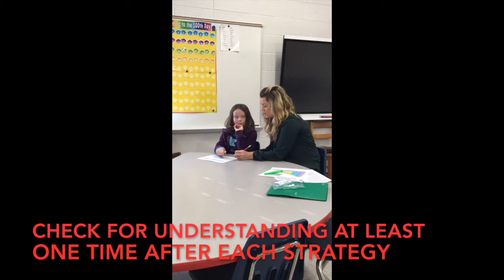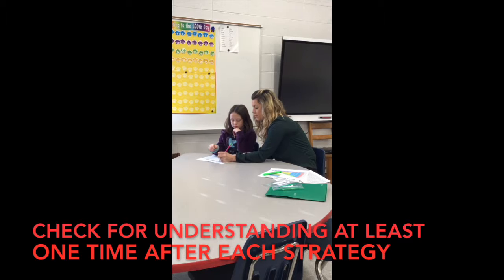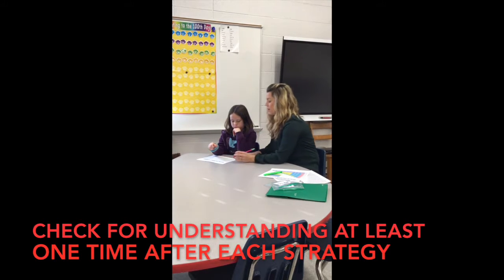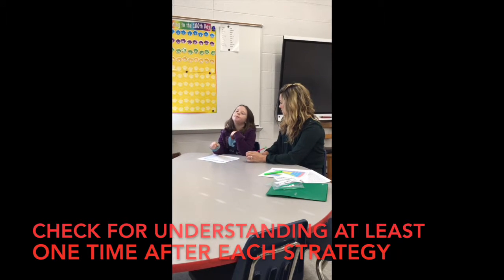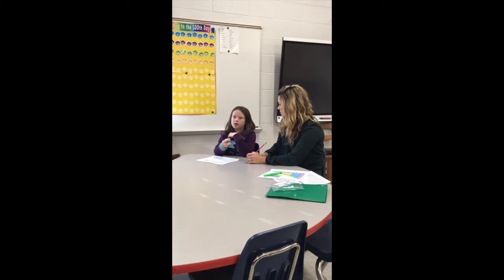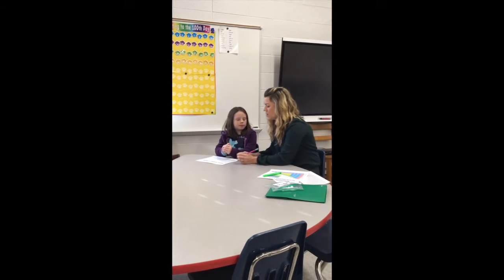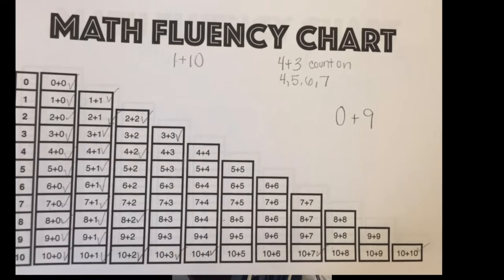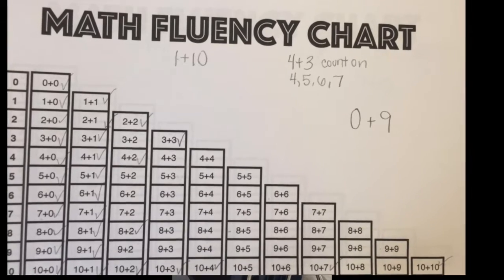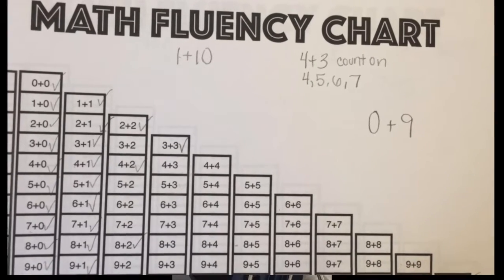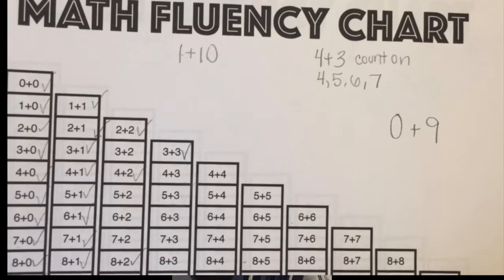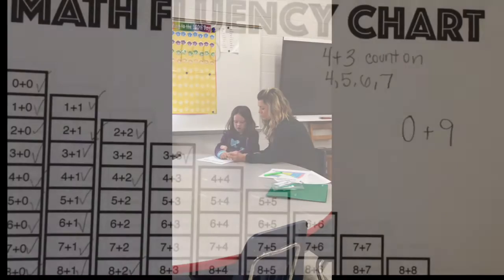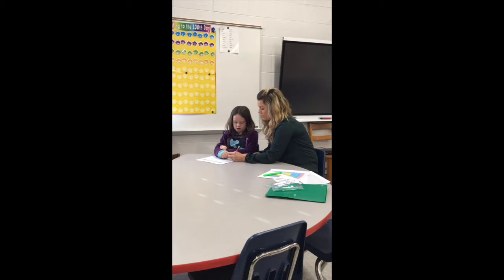Okay, can I ask you a question? Let's look at 8 plus 0. How did you know that was 8? Because if you have 8 and 0, it wouldn't make any more, so it would just be 8. Okay. Keep going. 2, 3, 4, 5, 6, 7, 8, 9, 10, 11.